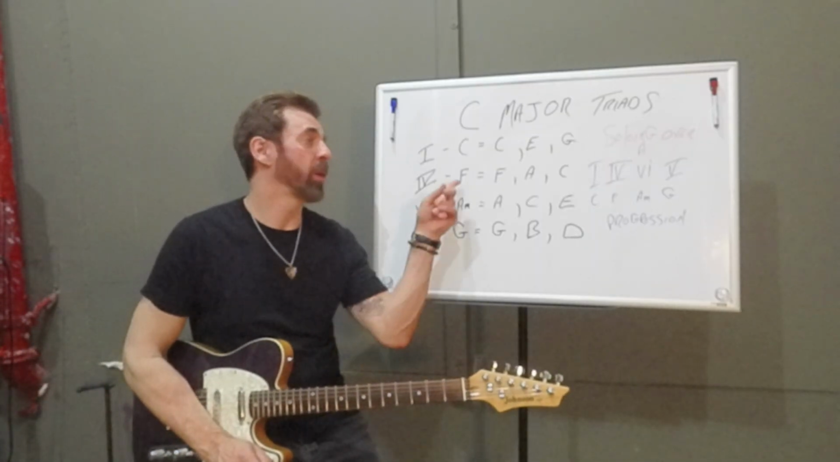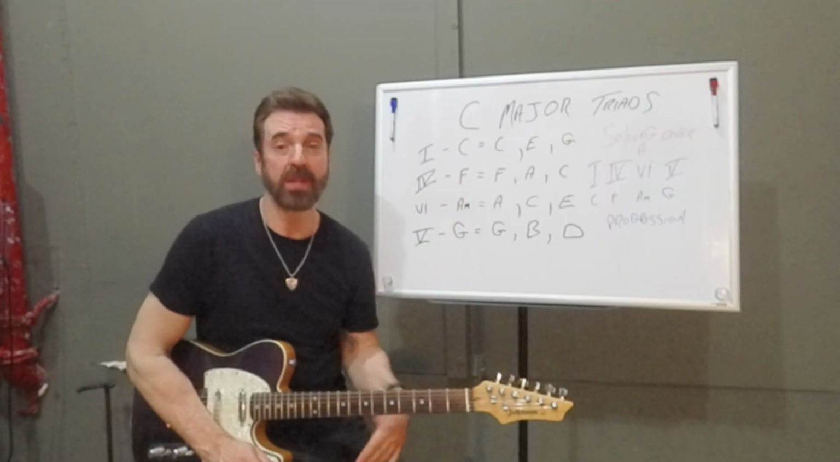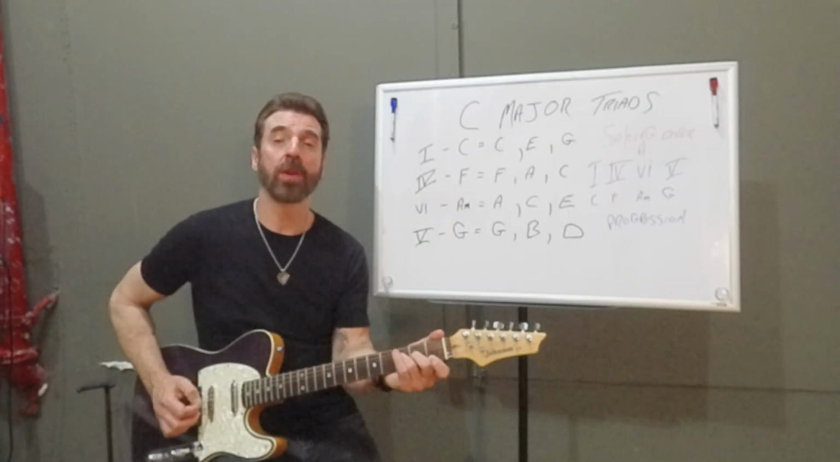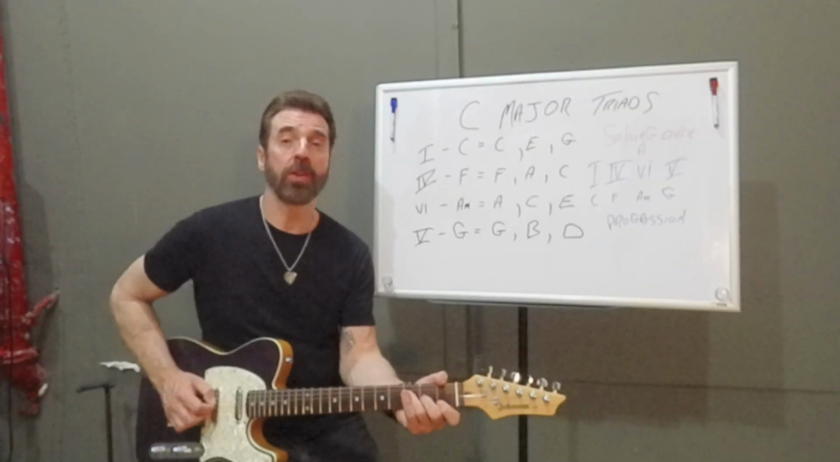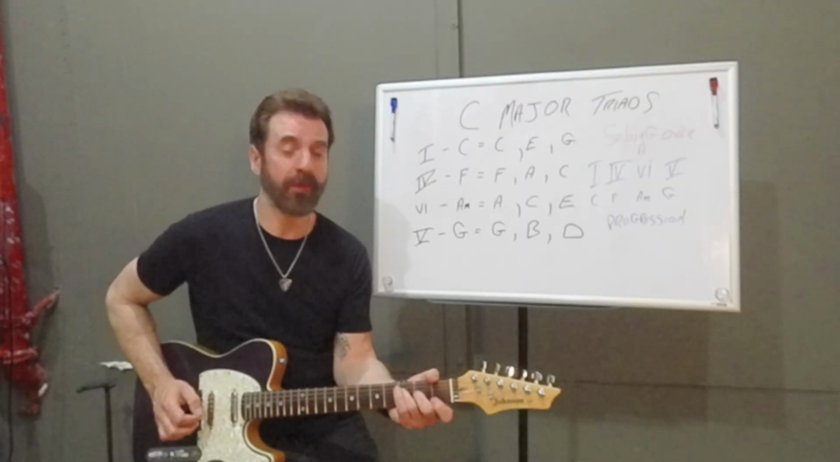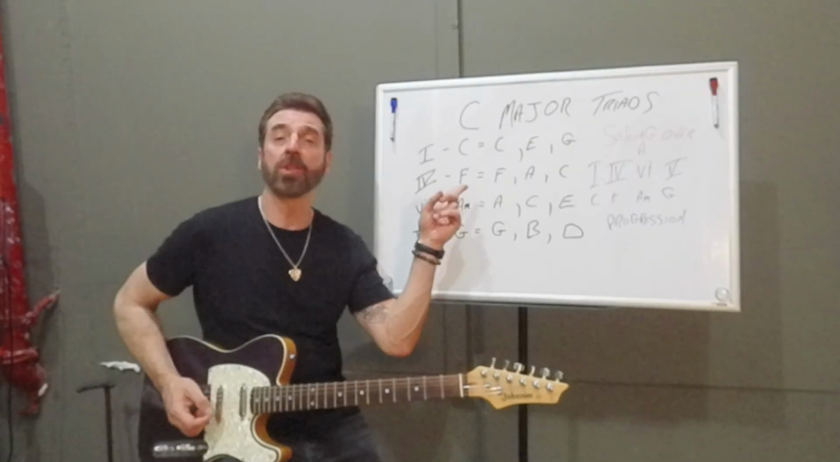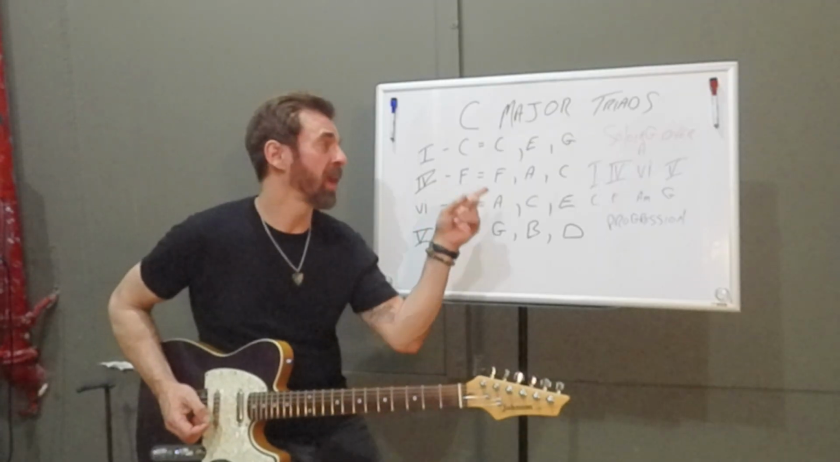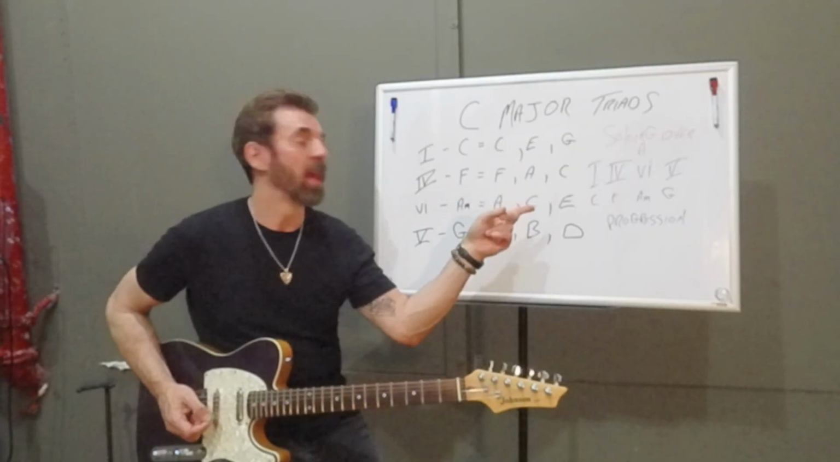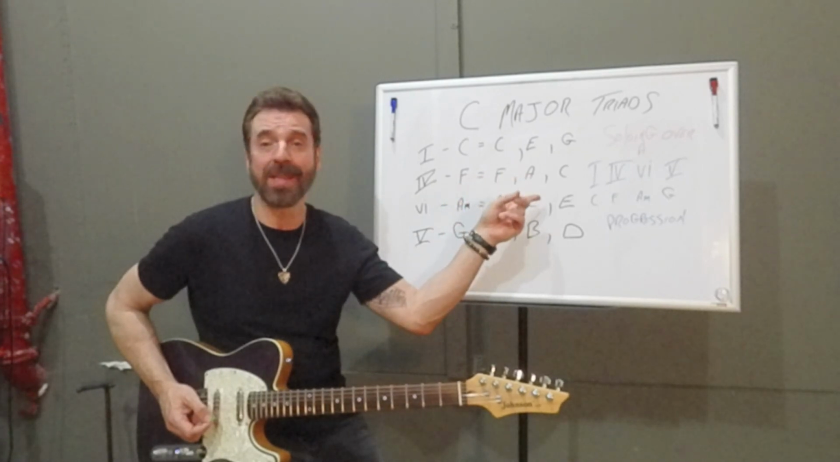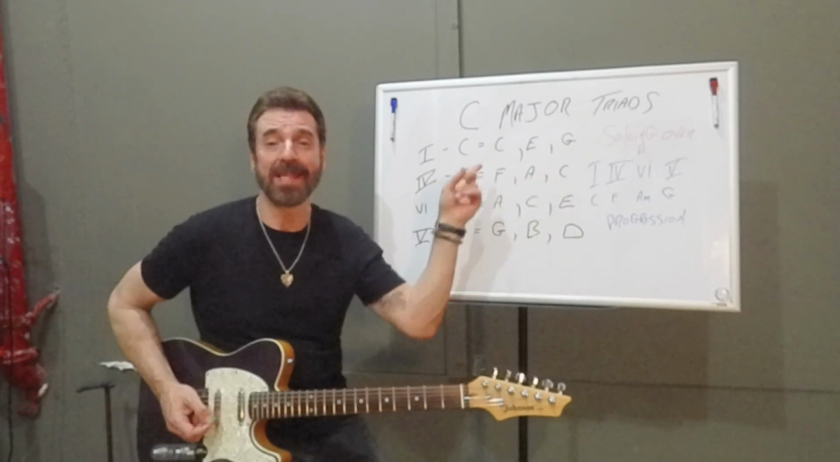Now in the F chord, the 4 chord in the key of C major, say you play your F chord in regular position here. By the way, I should mention that the triad for F major is F, A, C. The root is F, the 3rd is A, and the 5th of the chord is C.